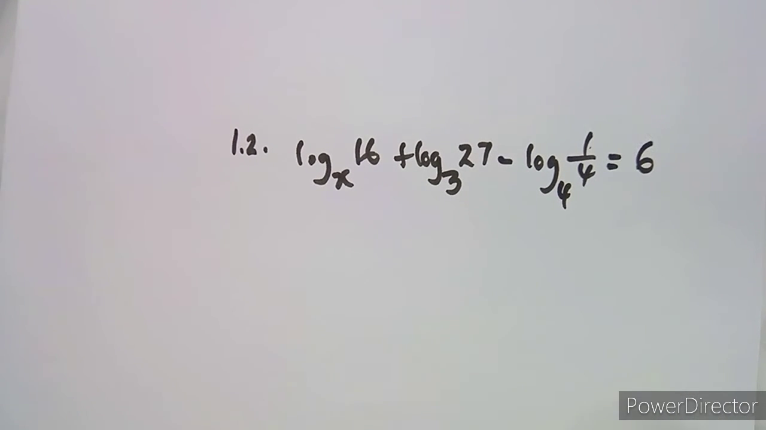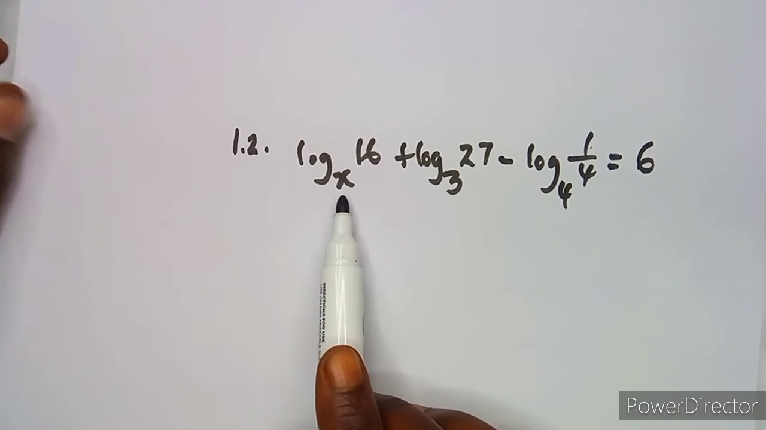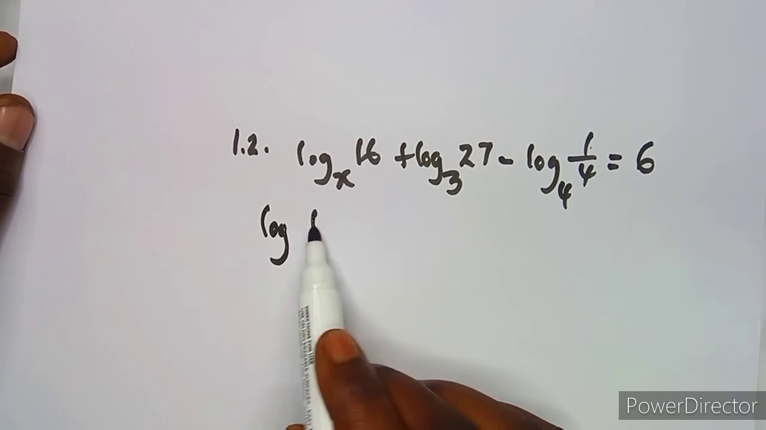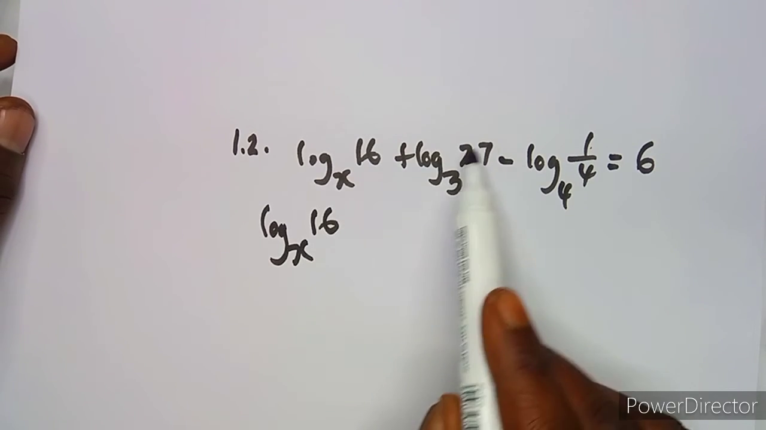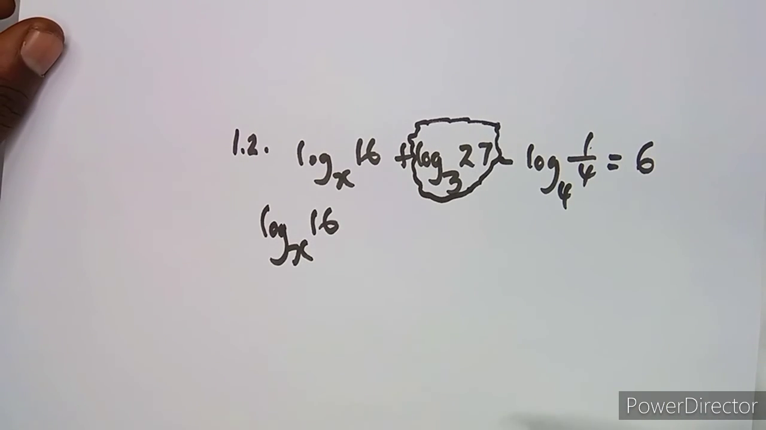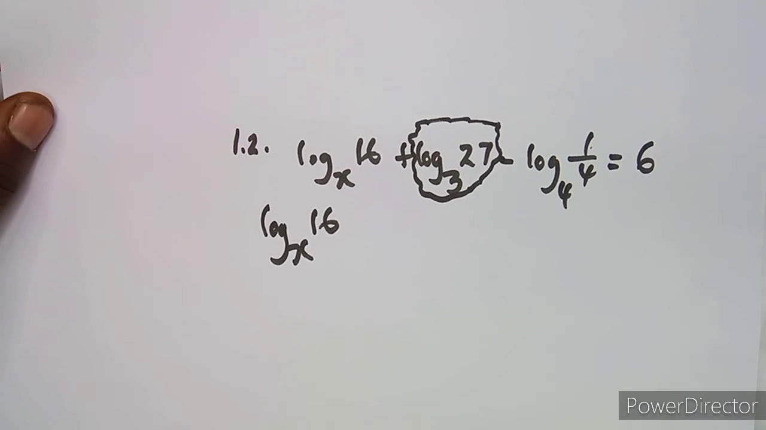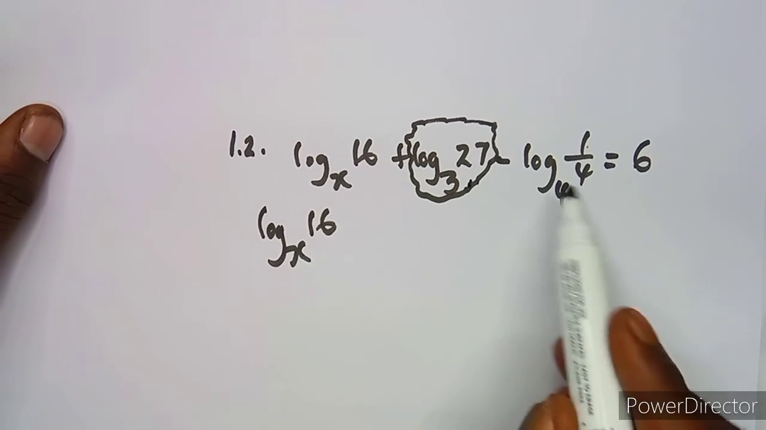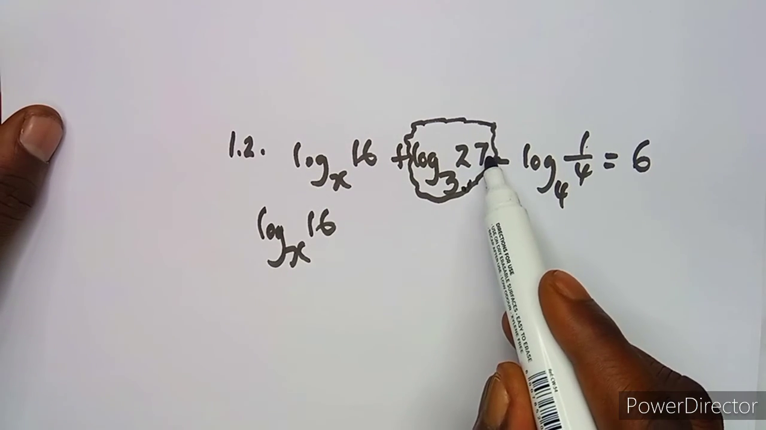The first part, I can't simplify log 16 base x, so this part is just going to remain as it is. But from my calculations and logarithms, the log 27 base 3, I can actually simplify this. So this is going to give us a 3. Actually, you can use the laws of log. You just know that 3 to the exponent of 3 gives you 27.